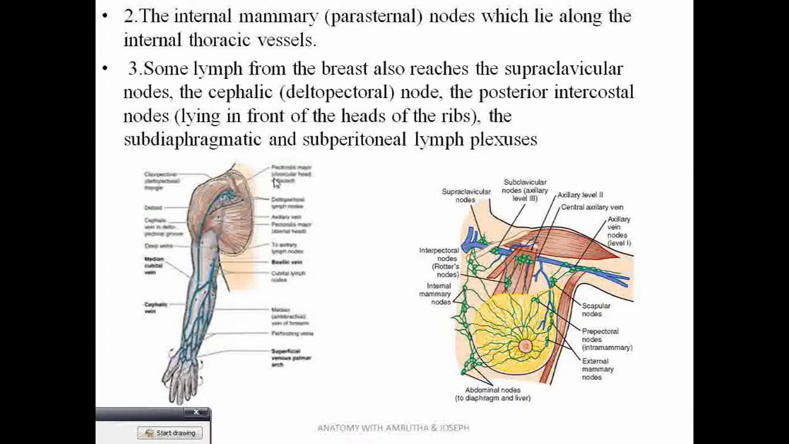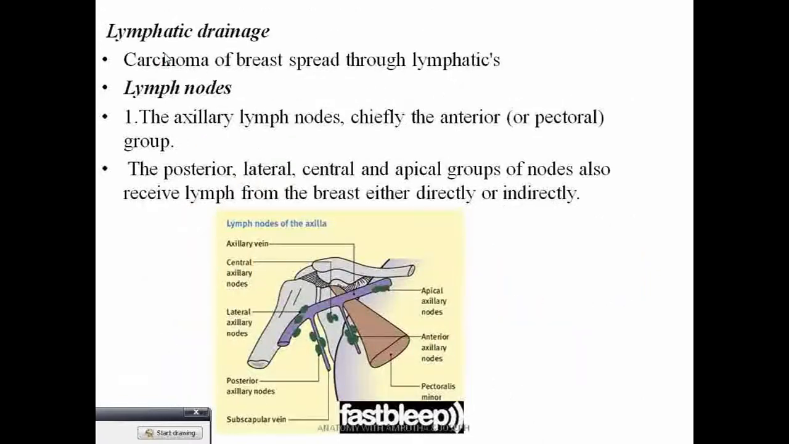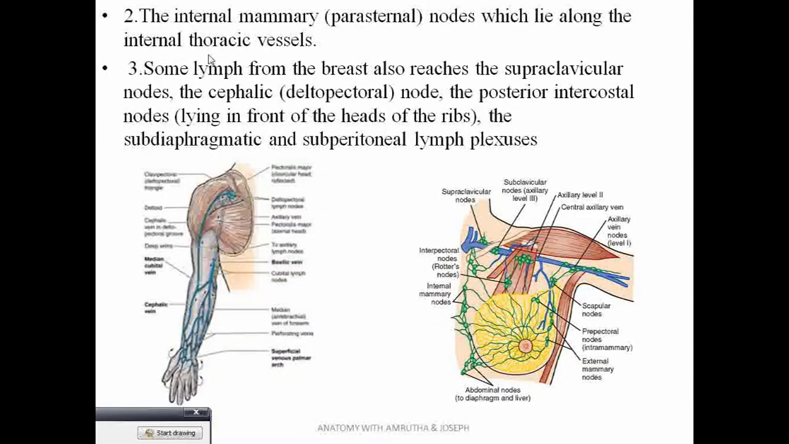So deltopectoral nodes can be seen in this area. This is the deltopectoral groove between the deltoid muscle and the pectoralis major muscle. In this area, the deltopectoral groove is present where you have the deltopectoral lymph node. So there are different areas, like we have seen the pectoral group, the axillary group, the internal mammary group, and other groups, where the breast is drained. To these areas the breast is drained.